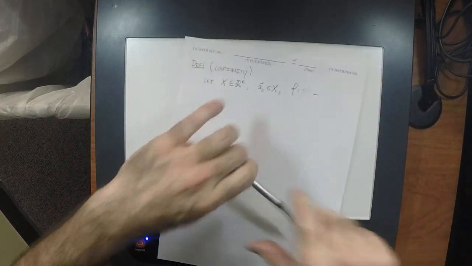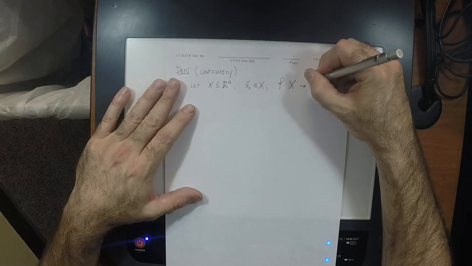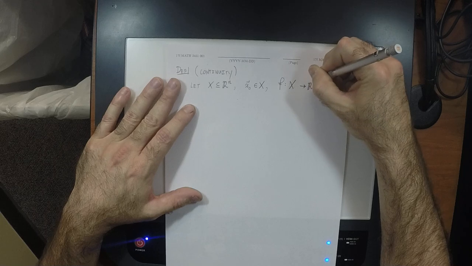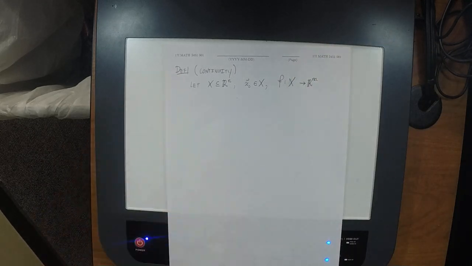So this definition starts out just like the definition for limit, with one modification. What's the modification? It's not in the closure, right? Which is to say, I'm not saying it's in the closure. I'm saying it's actually in the set. Okay, it may also be in the closure. It must therefore also be in the closure, right?